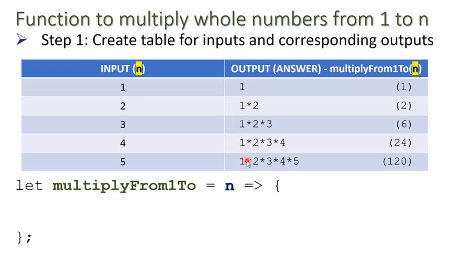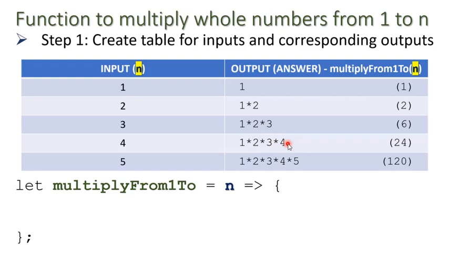So in every row, the input is n, which is in the first column, and the output, multiply from 1 to n, is in the second column. So for example, in the fourth row, where n is equal to 4, we have our input 4 in the first column, and our output multiply from 1 to 4 in the second column, which is 1 times 2 times 3 times 4, or simply 24.